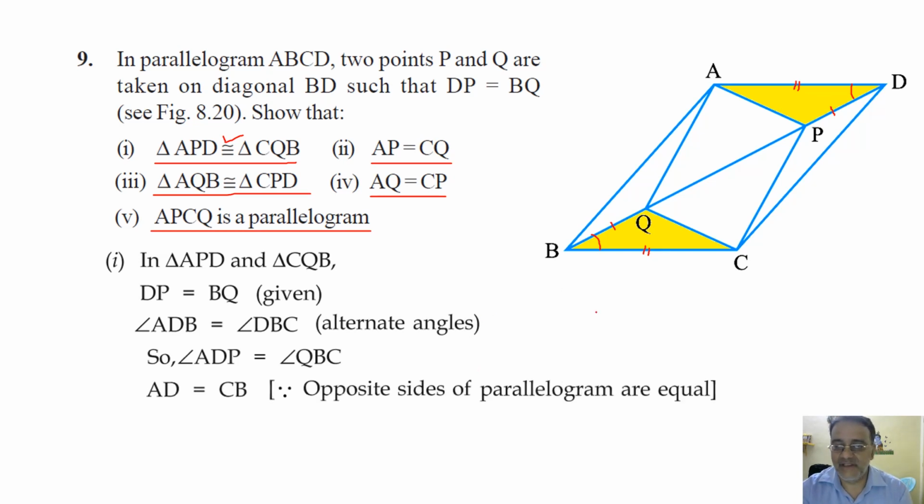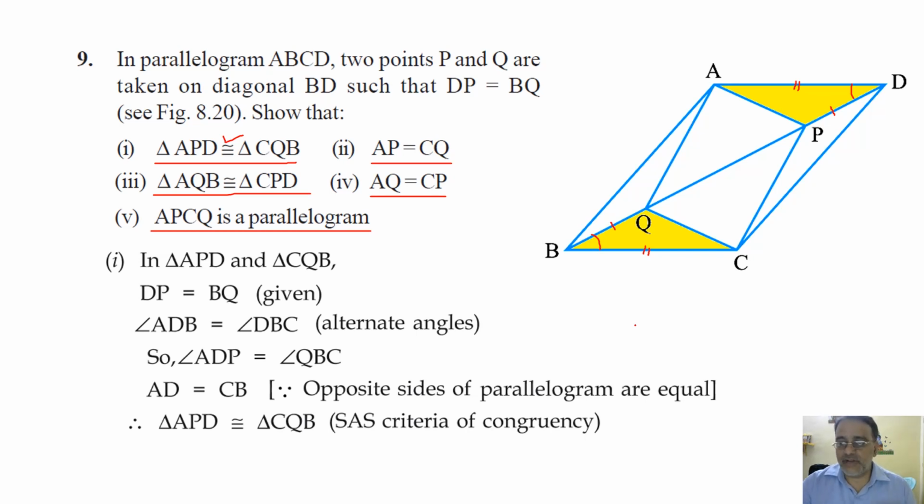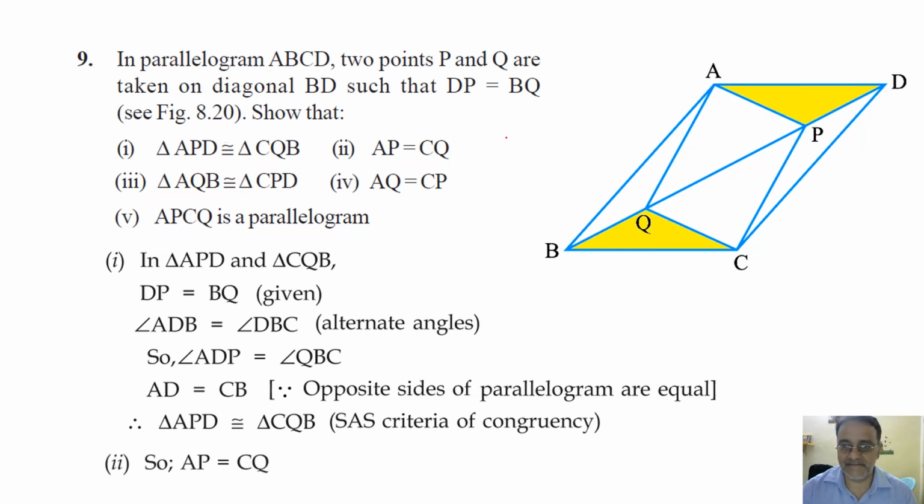So therefore these two triangles are congruent by which criteria? SAS criteria. Very good. Now if these two triangles are congruent, AP is equal to CQ. The second bit is done by CPCT, right? Any doubt in the first and second bit? No, sir. Okay. Now the third bit, we have to prove these two triangles congruent, this one and this one. So let us see the third bit.